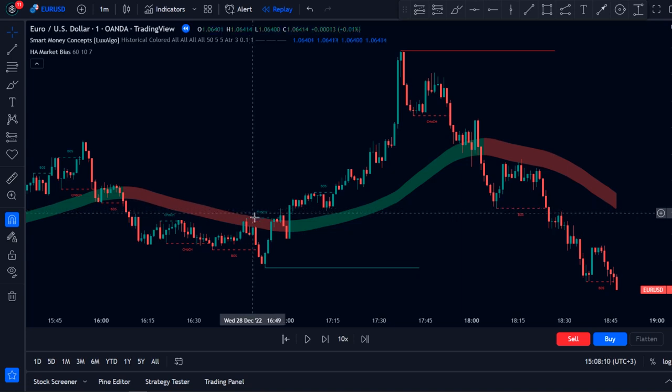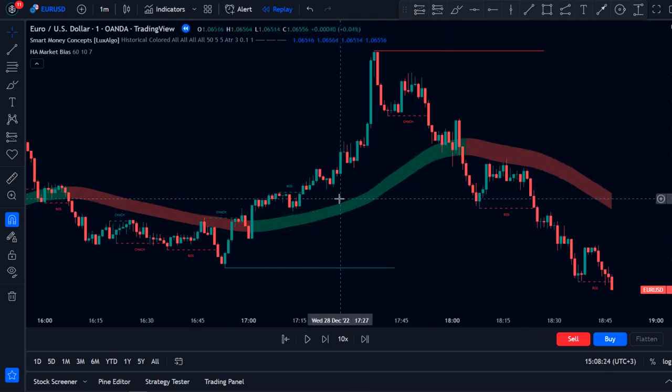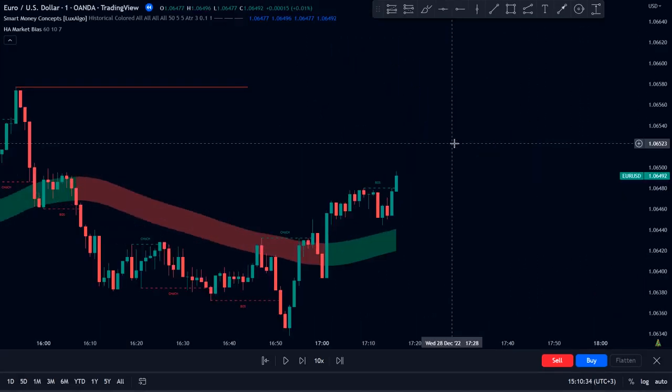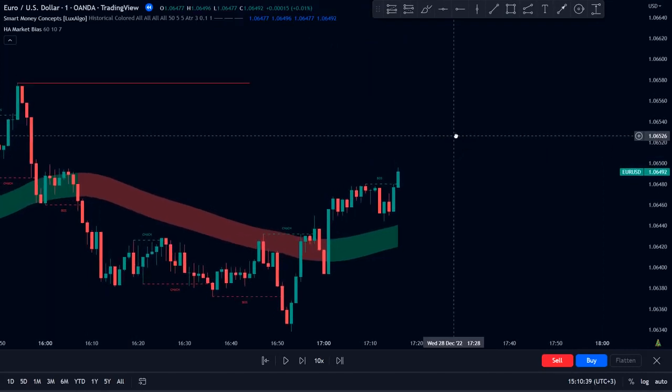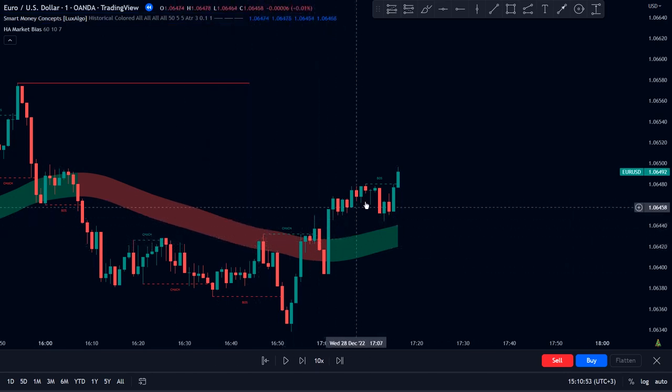When it's green, we only take long trades. When it's red, we only take short trades. Now let's go over the conditions for entering trades. To enter a long trade, first, the Smart Money Concepts indicator should print a bullish change of character in a downtrend, followed by a bullish break of structure in an uptrend.